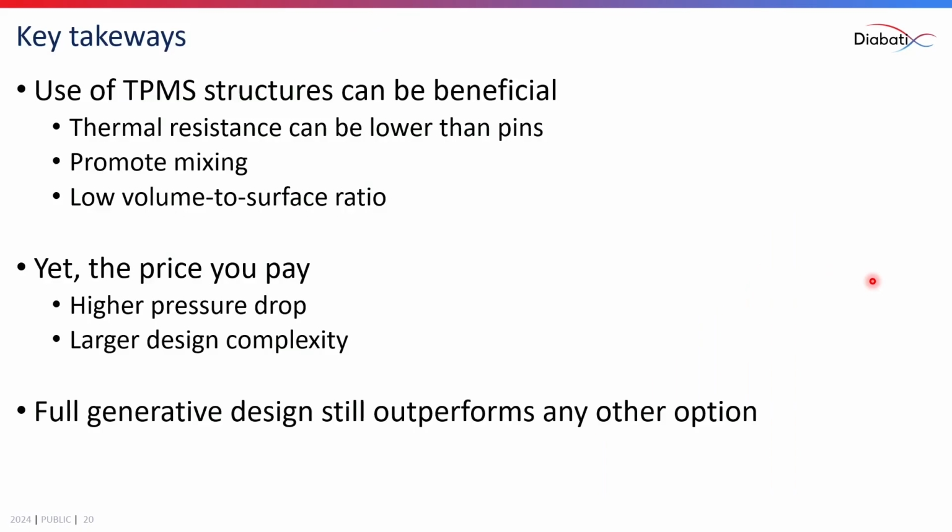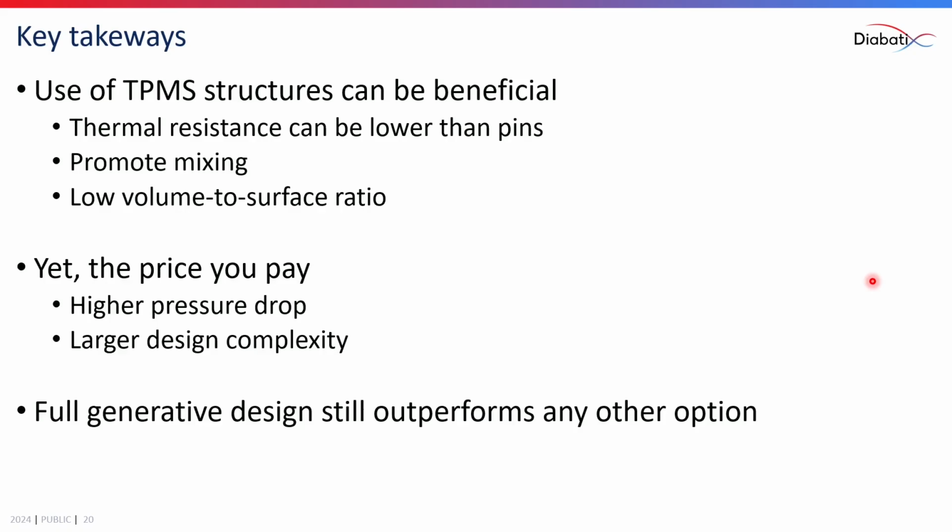Using TPMS structures can be beneficial because they can have lower thermal resistance in comparison to the pins. They can promote mixing, but the most important characteristic of the TPMS structures is that they offer the lowest volume to surface ratio. So for a given volume, they can offer maximum surface. But this comes with a price: because of this, you may observe higher pressure drop in your flow applications. And this also comes with larger design complexity. That means that these things can be built only with additive manufacturing or advanced manufacturing processes.